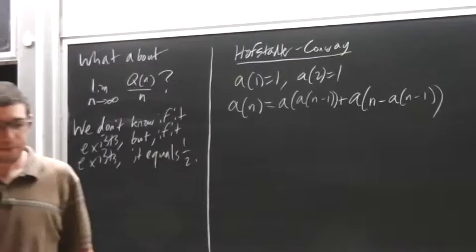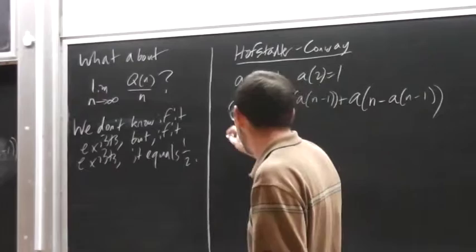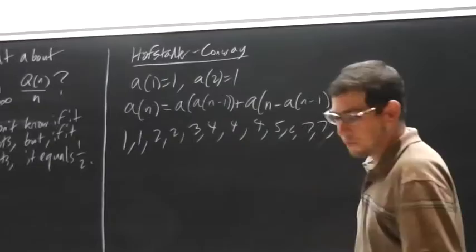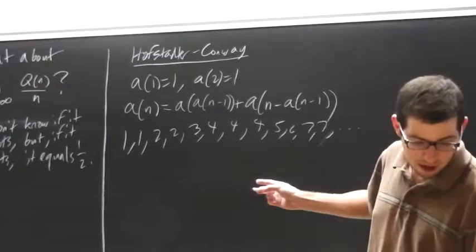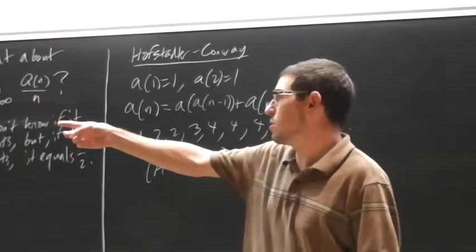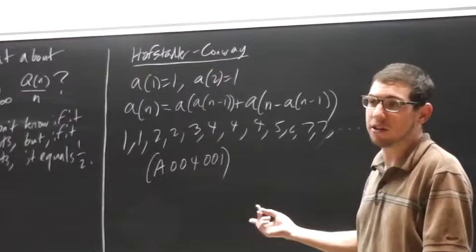And here I'll just list a few terms. I'm not going to go through calculating them. 1, 1, 2, 2, 3, 4, 4, 4, 5, 6, 7, 7. And I feel like I can stop here because this one actually is nicely behaved in a sense. And this is sequence 4001 in OEIS. So unlike that sequence where we know almost nothing, this sequence, we actually know quite a bit, but it took a while to know that.